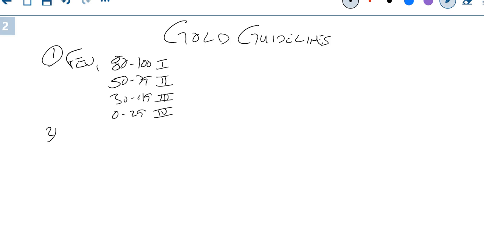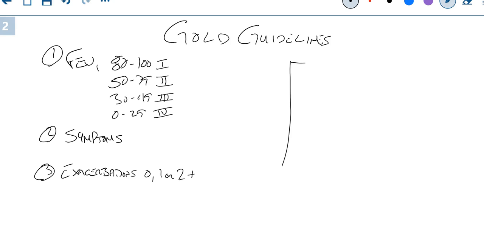Oh, they've added a few other things. Now they've added symptoms, which we just covered, and the different tools that can be utilized to assess symptoms. And then they're concerned about exacerbations. So with exacerbations, that's measured 0, 1, or 2 or more within a year. So now they've added, like I said, letters to all of this fun stuff. So this is kind of in a box. It's literally what it looks like if you look at the GOLD guidelines.